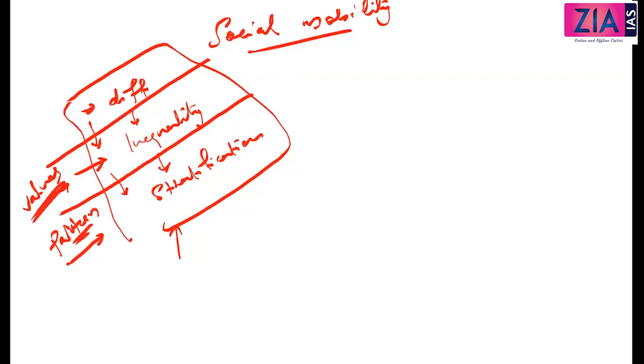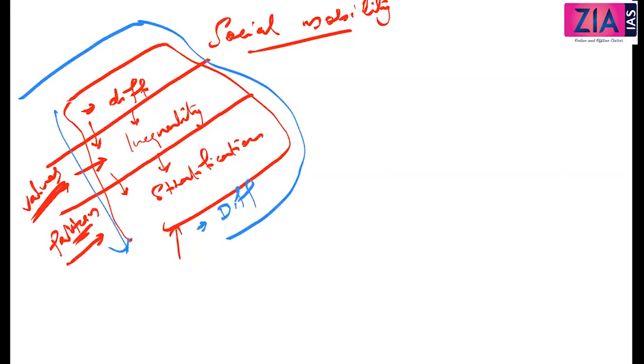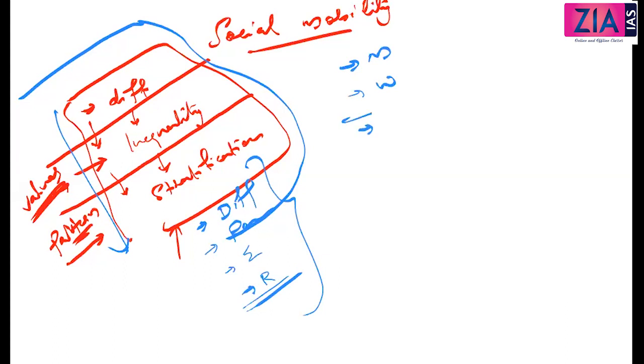So I hope this part is clear to all of you, and this is the most important and technical part of this particular chapter. Then we have discussed certain steps: differentiation, ranking, evaluation, and finally rewarding. After this we have gone to the theories, of which there are three: Marxian theory, Weberian theory, and Davis and Moore, or rather structural functional theories.